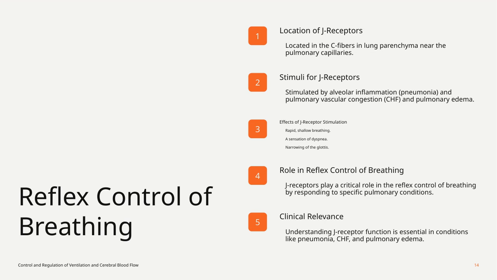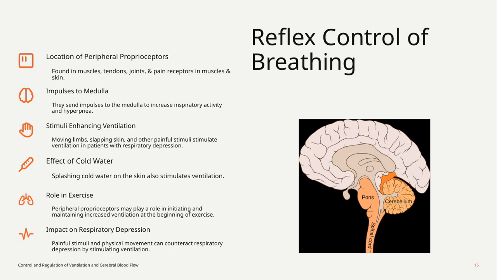Understanding how J receptors function and respond helps us better manage and treat respiratory conditions by targeting the reflex pathways that influence breathing patterns and sensations. This integration of reflex control mechanisms is essential for maintaining proper ventilation and cerebral blood flow under various physiological and pathological states. Let's now discuss how the control and regulation of ventilation and cerebral blood flow operate, focusing on reflex control of breathing.